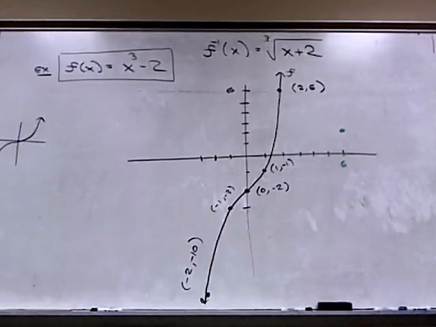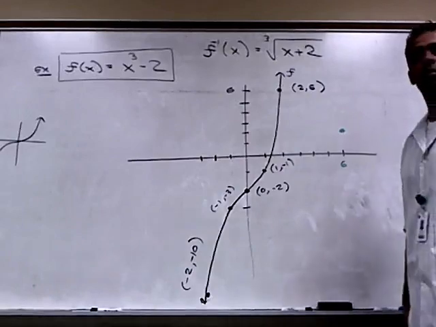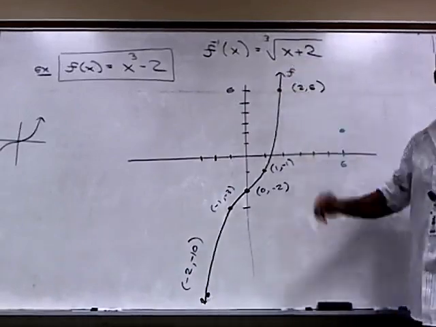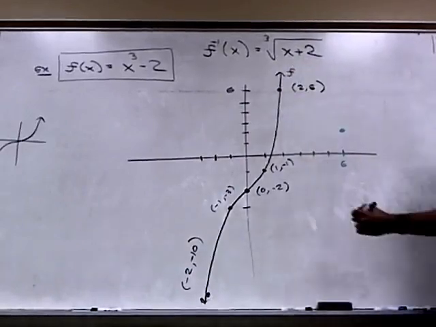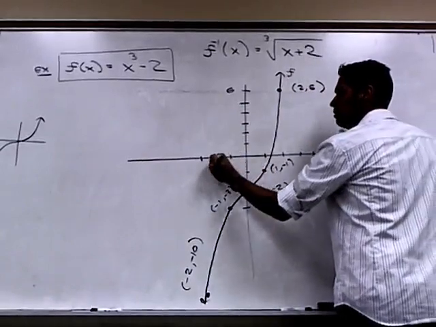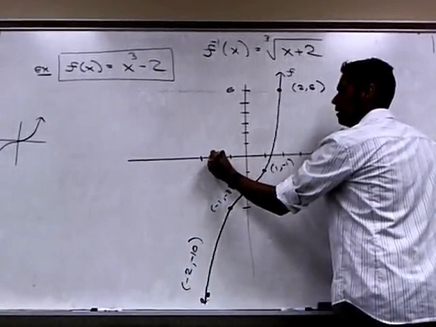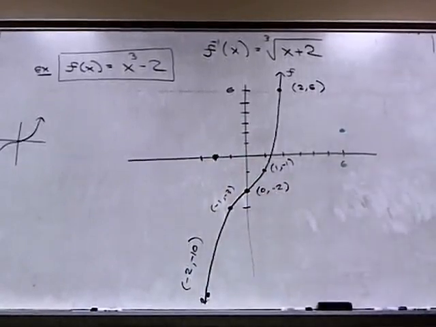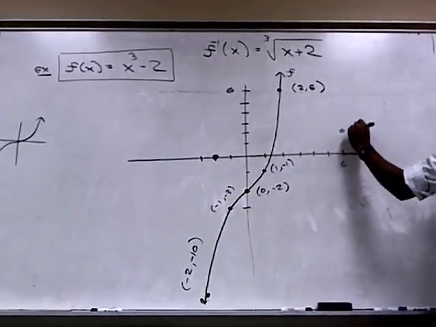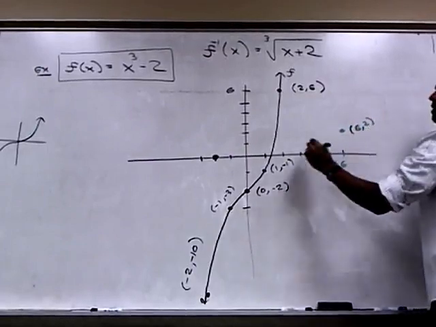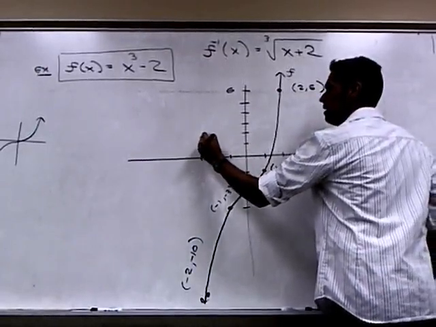Can you do cube root of 0? What's cube root of 0? 0. How would you make that 0 in here? Negative 2. So if I plug in negative 2, I should get 0. So I should be here. This one was 6, 2. This one was negative 2, 0.